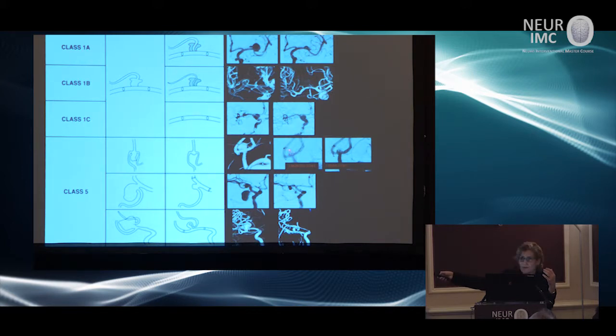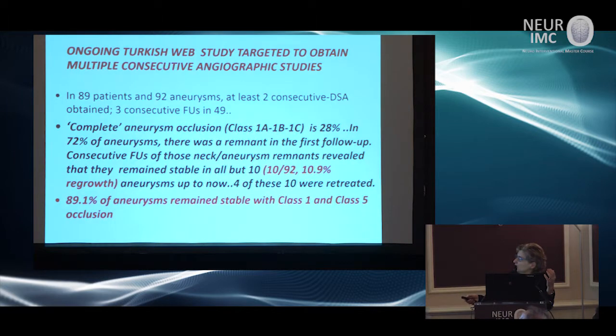We call this remnant, which is class 2 occlusion, but if it stayed the same for a year or at least 6 months apart, then we call it remodeling. And in that group of patients, multi-center, complete aneurysm occlusion, which means only class 1, where there is no remodeling or neck remnant, it is only 28%.